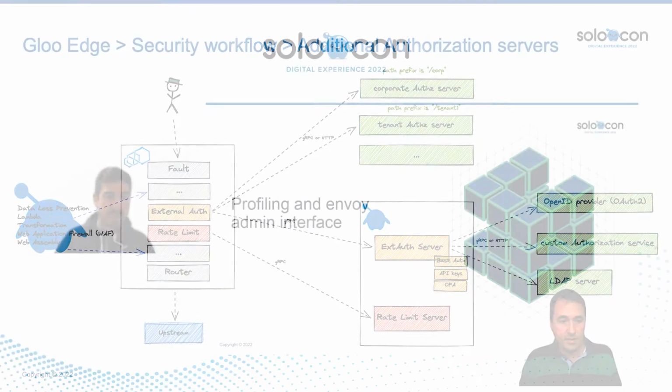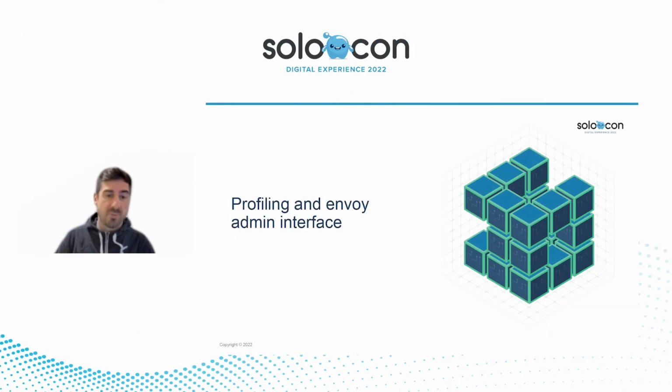Thank you, Jesus. Now we are going to talk about profiling with the Envoy admin interface. Being a Gloo Edge user, you might know that it offers a high-level API to configure your proxies. Those proxies are the data plane and are built using Envoy. That is the foundation from which we create the control plane and all the related components Gloo Edge offers.